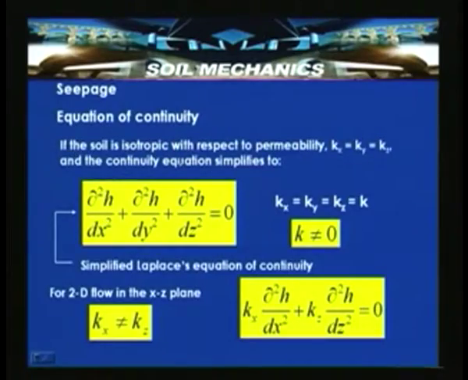So, the equation of continuity can be simplified now. If the soil is isotropic with respect to the permeability kx, ky, kz, the continuity equation simplifies, because kx is equal to ky is equal to kz is equal to k in case of isotropic soil. So, in that case, as k is not equivalent to 0, the coefficient of permeability cannot be equivalent to 0.